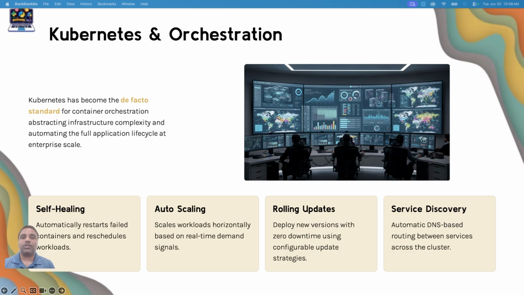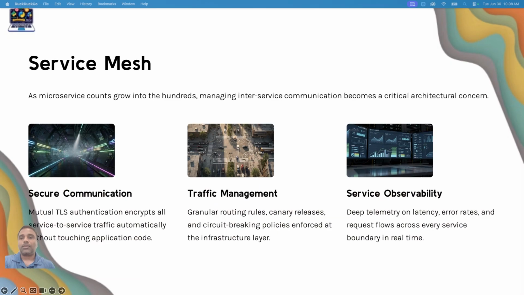And the fourth one is service discovery, which has automatic DNS-based routing capabilities that can route traffic between services across the cluster. So this gives you enterprise-grade orchestration with a standard API that works across any cloud provider. So now let's look at the service mesh. As your microservices count grows into hundreds and thousands at an enterprise scale, managing inter-service communication becomes a critical concern. That's where service mesh comes in.